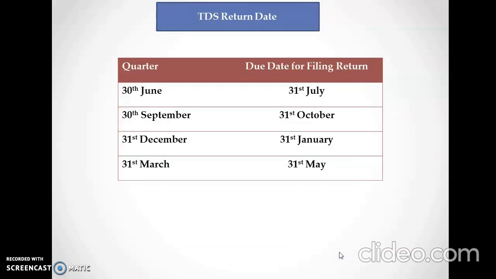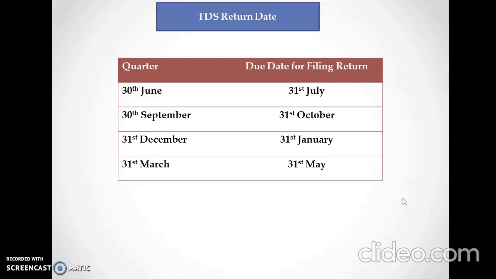Next is the TDS return date, till when you can file the return. So the return is filed quarterly. The first quarter ends on 30th June and the date of filing for the first quarter is the last date of the next month. Next month after June is July and its last date is 31st. So the date of filing for the quarter ending on 30th June is 31st July.